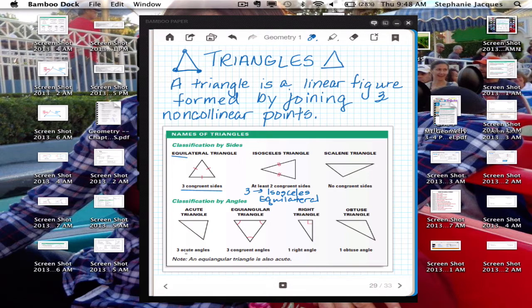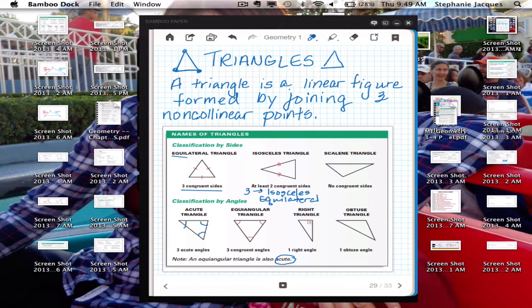Let's look at the angles according to each triangle. So there are triangles that have 3 acute angles. So in here you have 3 angles that are less than 90 degrees. You would call that an acute triangle. An equal angular triangle has equal angles on all sides. And an equal angular triangle is also acute because if you divide that 180 by 3, you're going to get 60 degrees on this whole thing. So therefore that's less than 90 degrees, which is acute.